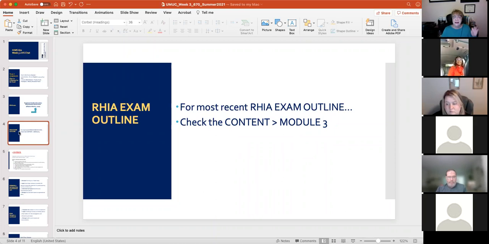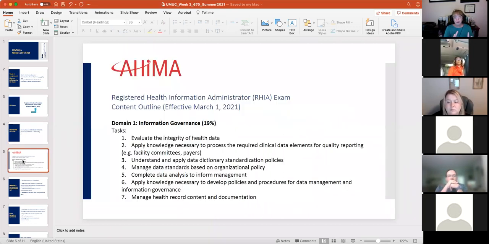The RHIA exam outline is posted under content in module 3. And for domain 1, this is what it looks like. And notice again, effective March 1st, 2021. This is really important because they just changed the content of the exam. They change the questions every year, but this year they actually changed the content. The outline is different. You don't want to be studying for the wrong test.